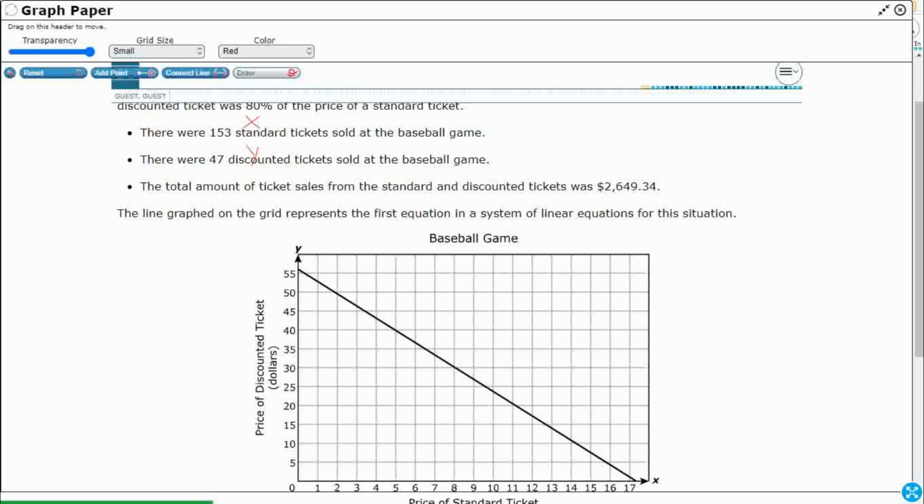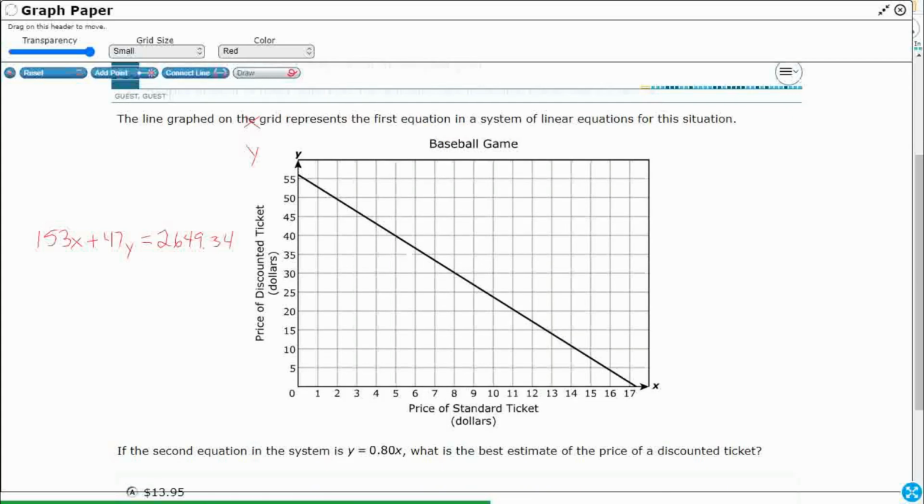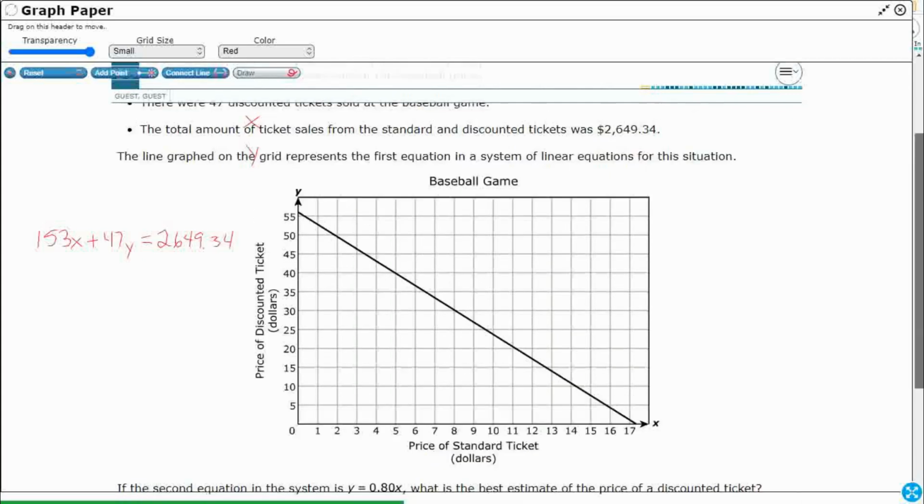That's actually representing this right here, 153x plus 47y, those are our standard and discounted tickets, equals that total value of 2649.34. Now, the question is asking us, what's the best estimate of the price of a discounted ticket? Well, with just that information, that's really not enough.